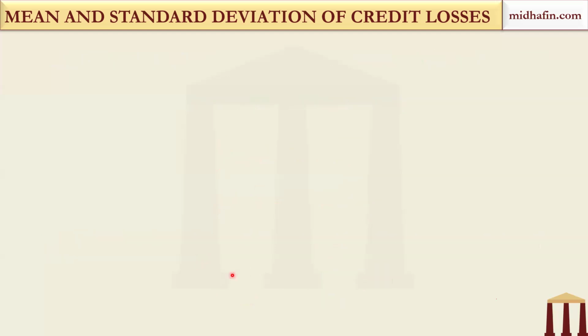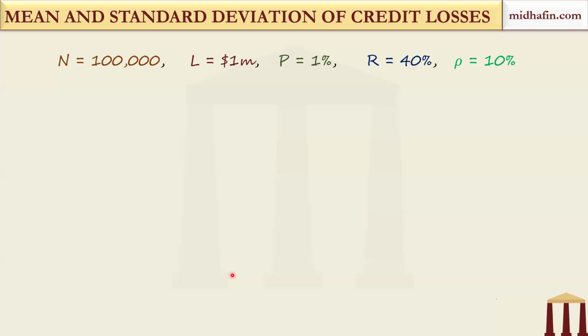So let's take an example. Let's say N is 100,000 credits in your portfolio. 100,000 credits is a huge number. It's a very big bank. For each credit, the loan size is $1 million. It's massive if you see the portfolio, 100,000 times 1 million. It's huge. It's not a small bank.